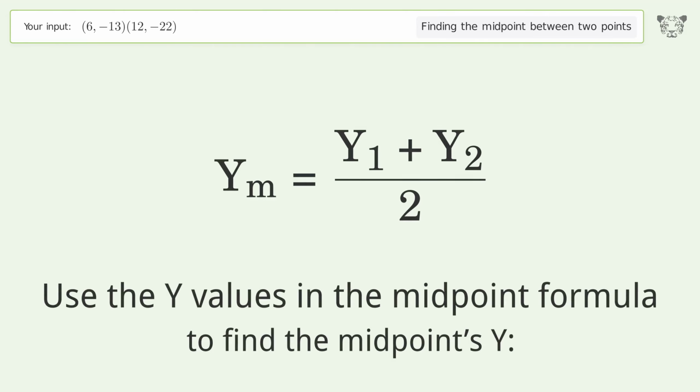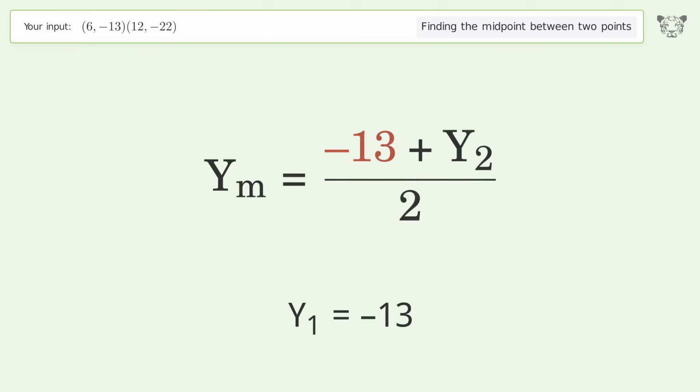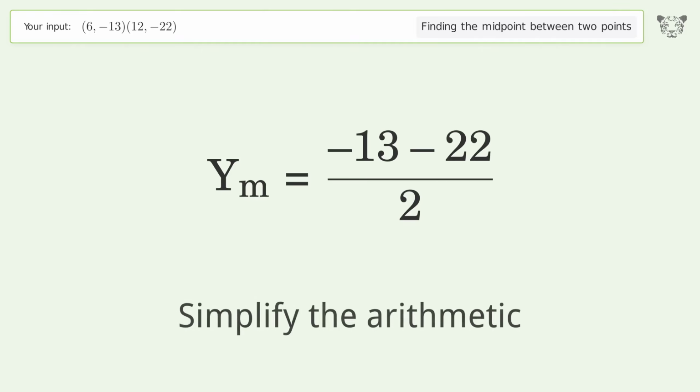Use the y values in the midpoint formula to find the midpoint's y. y1 equals -13. y2 equals -22. Simplify the arithmetic.